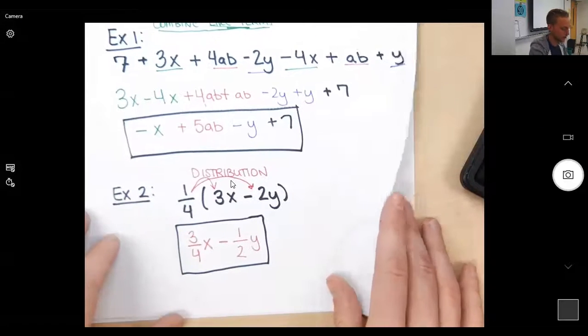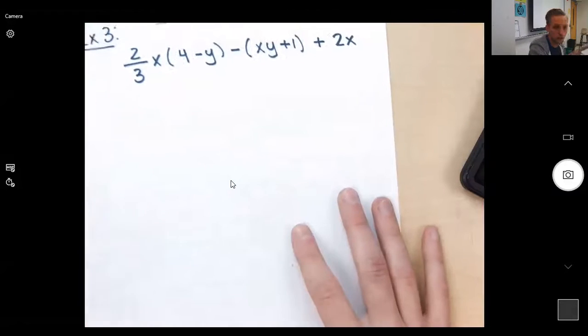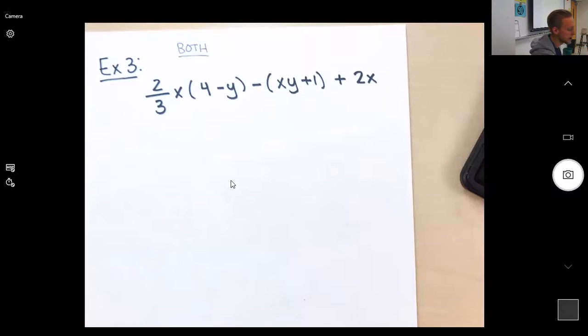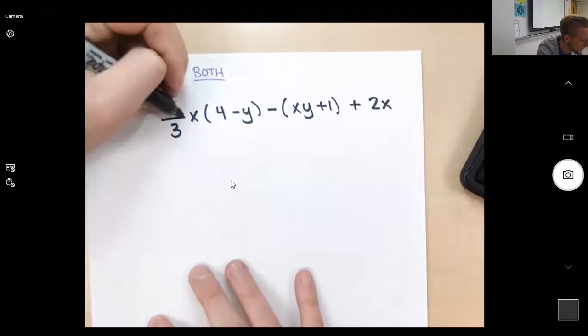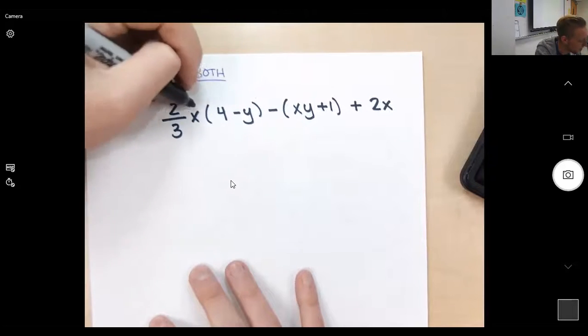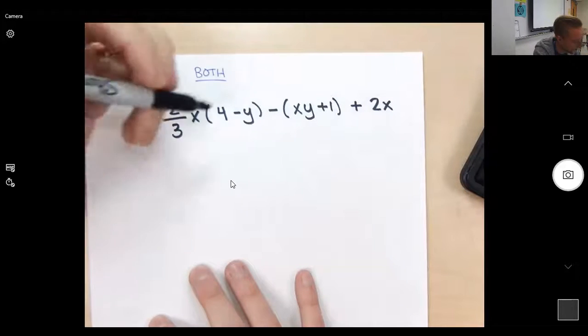All right, let's do our final example. We've got to do combining like terms and distribution. So we're going to start with distribution here. Okay? And we've got a fun one to start off with. So if you want to try this on your own, pause the video. But I'm just going to keep going.